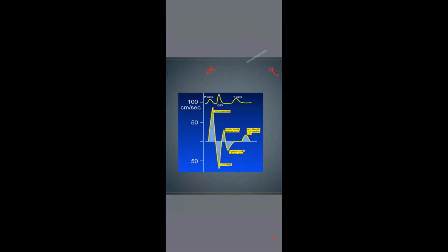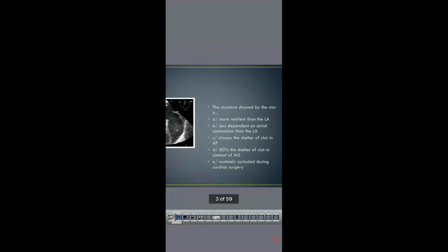So if we go back to the MCQs, less dependent on atrial contraction than the left atrium, it's more dependent on atrial contraction than the left atrium. So we are left with A and E. So we can choose E, routinely occluded during the cardiac surgery.